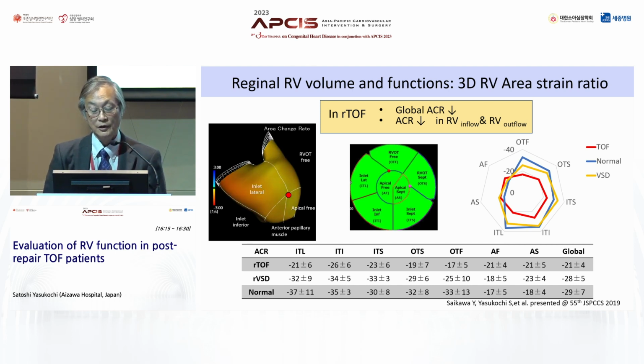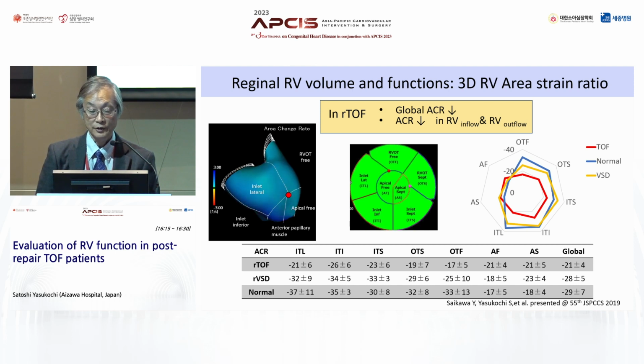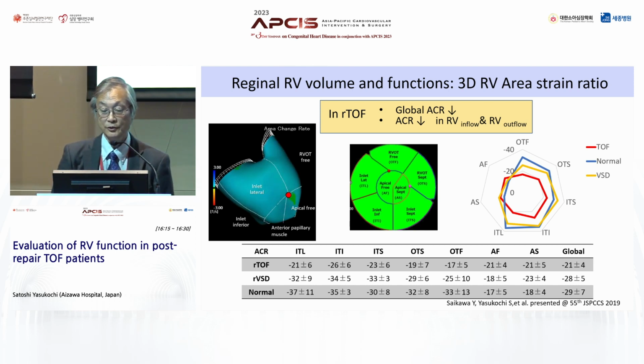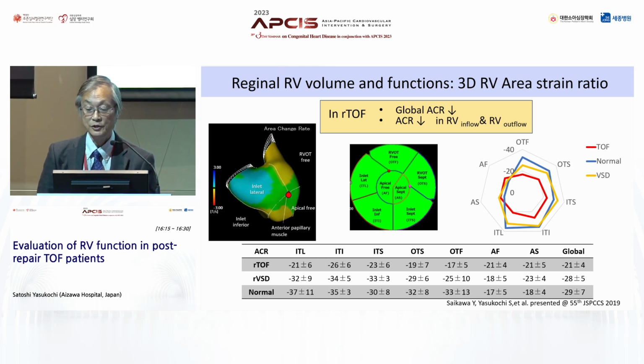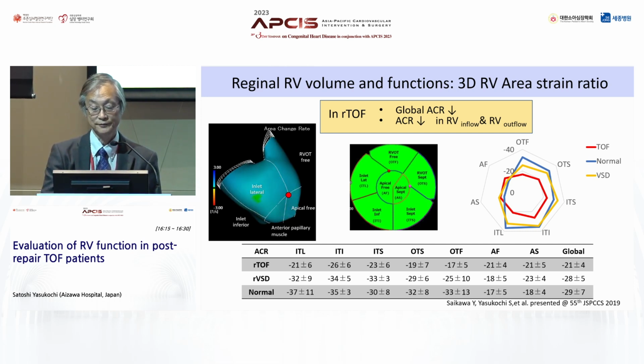And we can use this technique with 3D echo as well. So in repaired tetralogy of Fallot, the global area change ratio is reduced, and area change is reduced especially for the RV inflow and outflow. I think the right panel shows yellow as a VSD, green ones are the normal group, and red ones are tetralogy of Fallot. You may see in tetralogy of Fallot a significant reduction for the inflow and outflow.